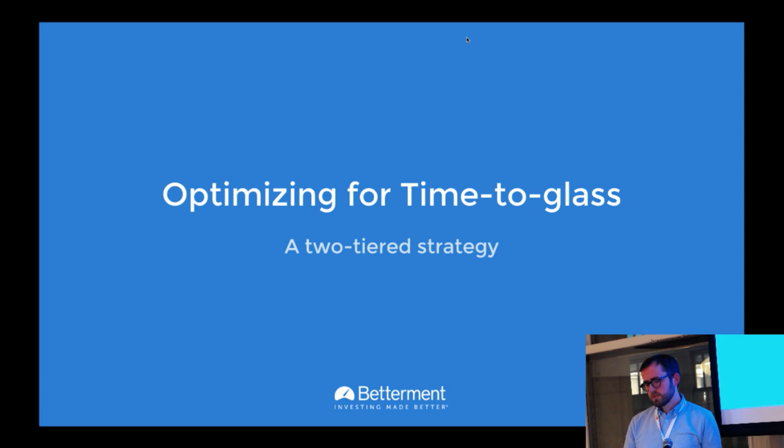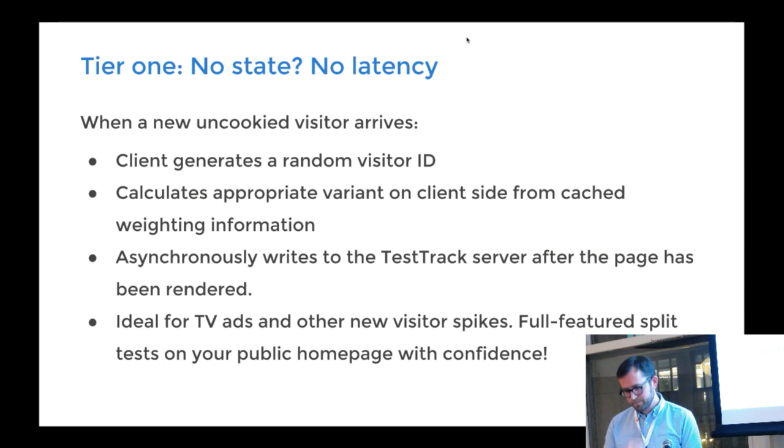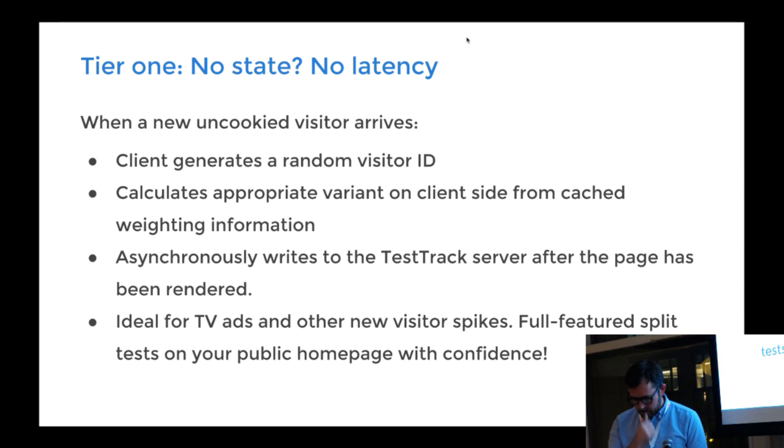Cool. So let's talk a little bit about time to glass and how we optimized for that. The first tier of this strategy is if you have no state, you have no latency. So when an uncookied visitor arrives at our app, the client generates a random visitor ID. This is very much like Francis, which I was talking about before. It calculates an appropriate variant on the client side based on the cached weighting information, also identical to Francis. And then it asynchronously writes to TestTrack after the page has already been rendered.